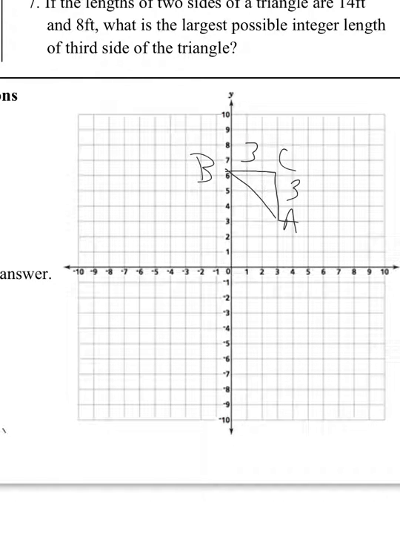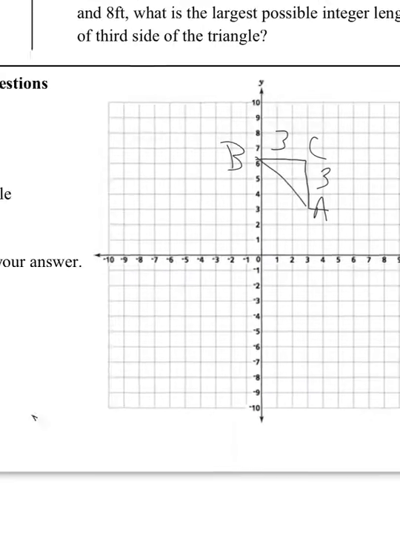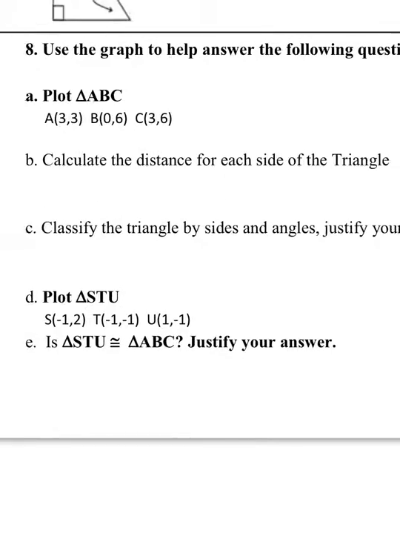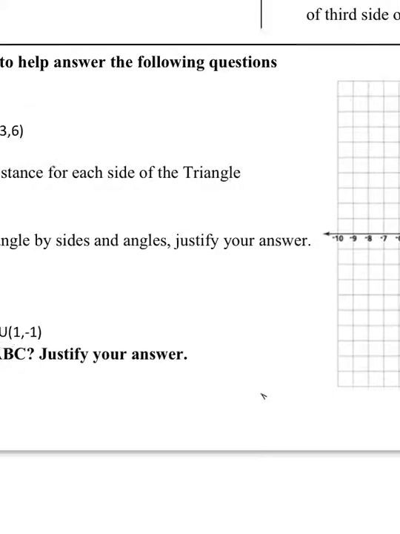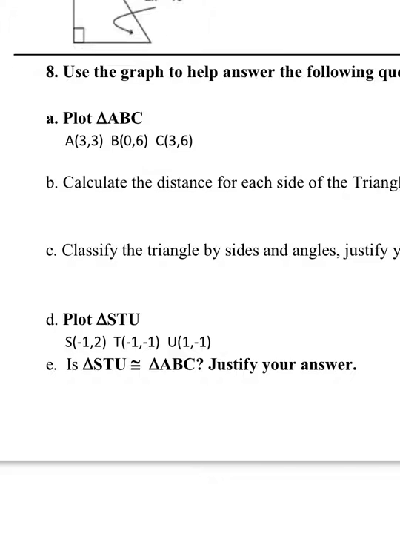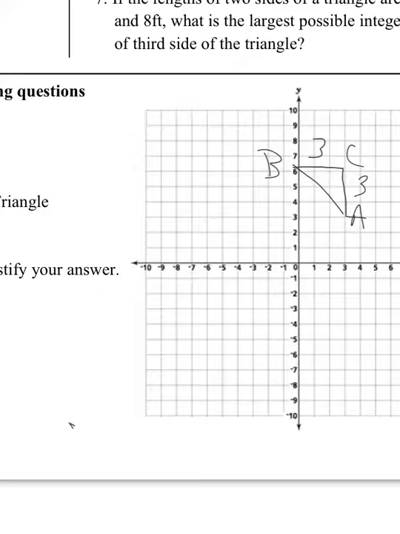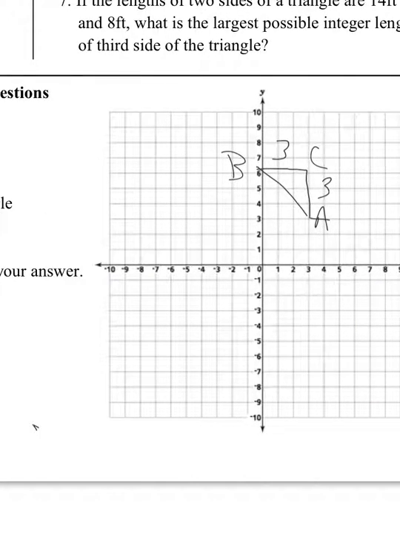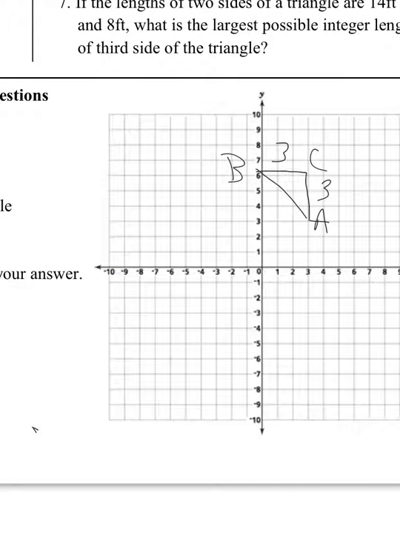And then it's going to ask us to plot STU, where S is at negative 1, negative 1. Let me double check that to make sure. No, negative 1, 2. T is at negative 1, 1. And U is at 1, negative 1. So S is at negative 1, 2. T is at negative 1, negative 1. And U is at 1, negative 1.